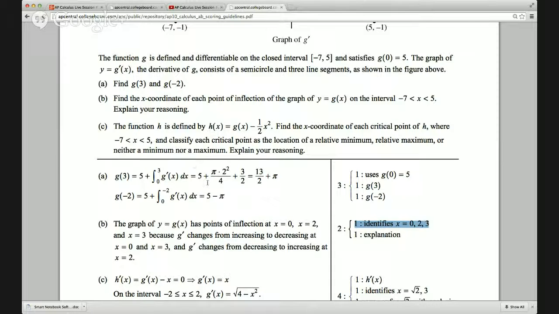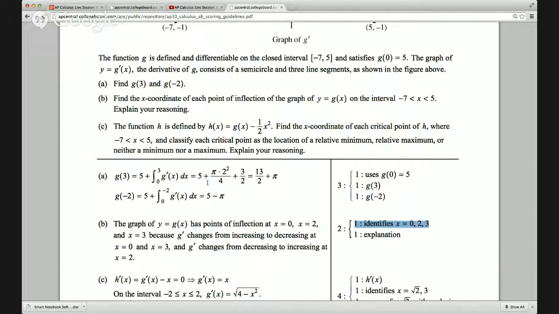All right, letter C. The function h is defined by g of x, which remember is not our graph. Our graph is the derivative of g of x, minus 1 over 2x squared. Find the x-coordinate of each critical point of h, where x is from negative 7 to 5, and classify each critical point as a location of a relative minimum, relative maximum, or neither a minimum or a maximum. Explain your reasoning. All right.